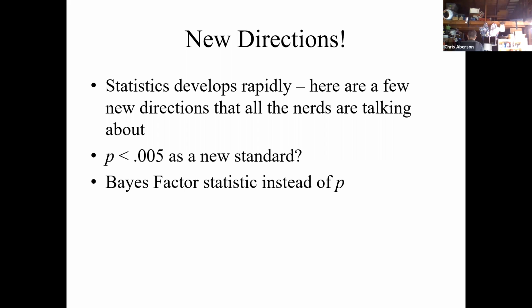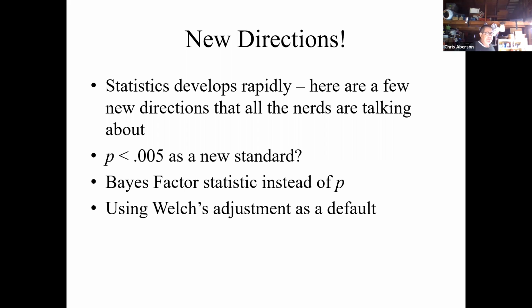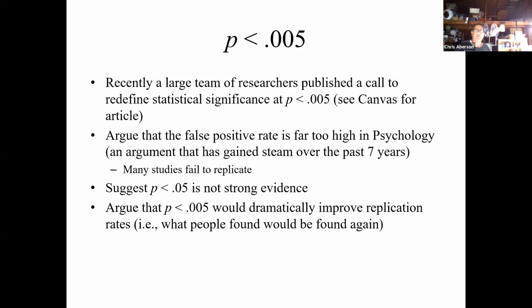Statistics such as what's called the Bayes factor, in place of a p-value or as a supplement to a p-value. Welch's adjustment to the t-test, using that as a default setting rather than not using it. So P of less than 0.05.